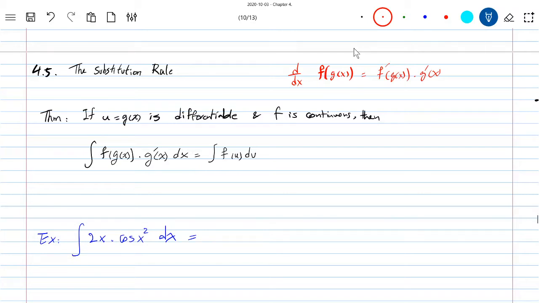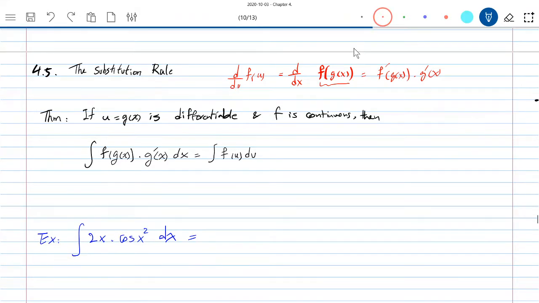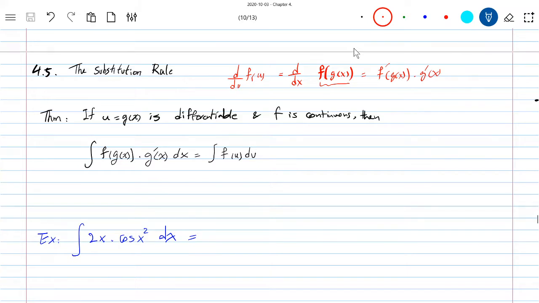So if this function is given, by the way, you can call the g function u, and this is the same as saying f of u. The derivative with respect to u would be the derivative with respect to x of the inside function multiplied by the derivative of the outside function. So this is kind of the chain rule if we're talking about the derivative.